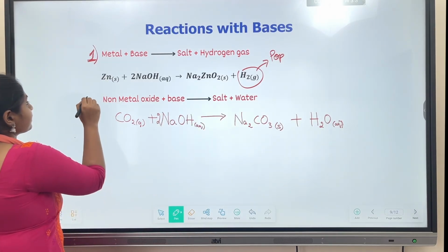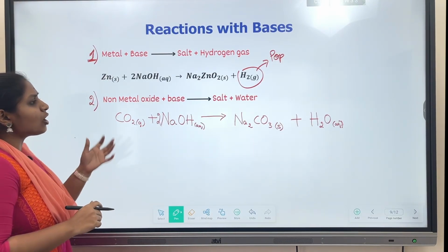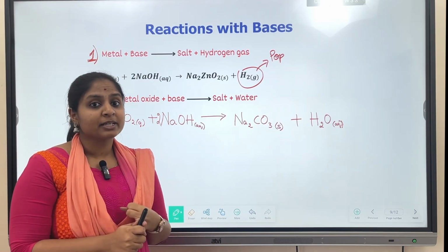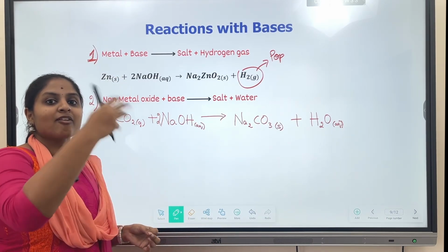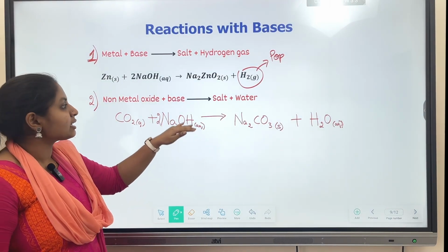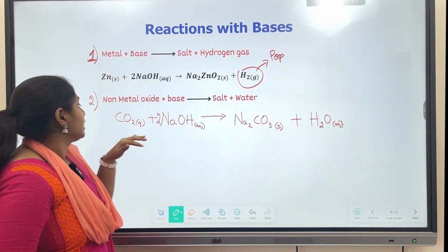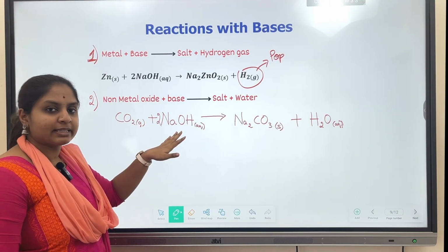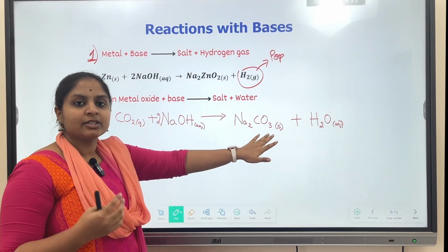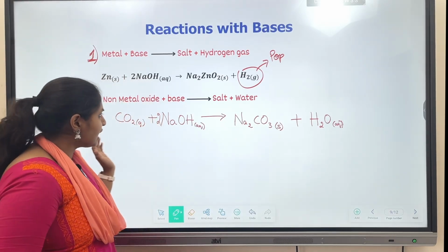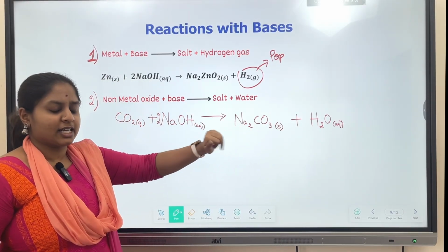Now the second type of reaction is when a non-metal oxide reacts with a base. We have seen non-metal oxides, sulfur oxide, carbon dioxide, they are all non-metals forming oxide. So when a non-metal oxide reacts with a base, we will get salt and water. Example, carbon dioxide reacts with NaOH. NaOH is a base. We will get Na2CO3, sodium carbonate, with water. This reaction is the second type of reaction.